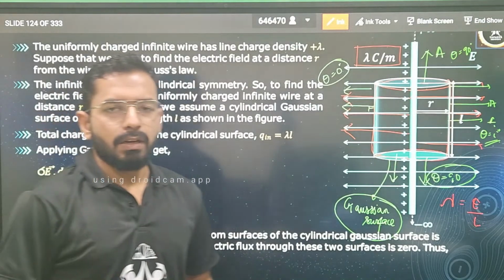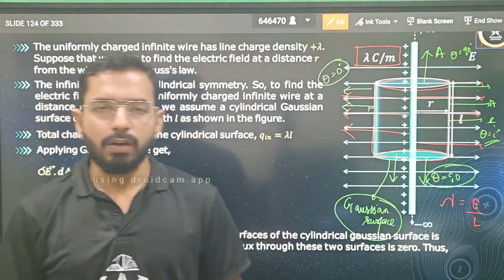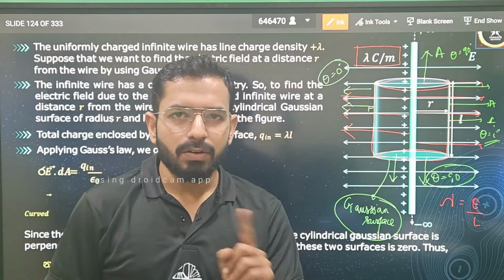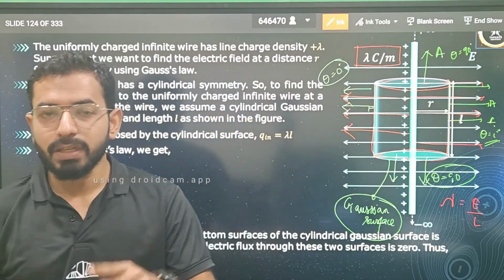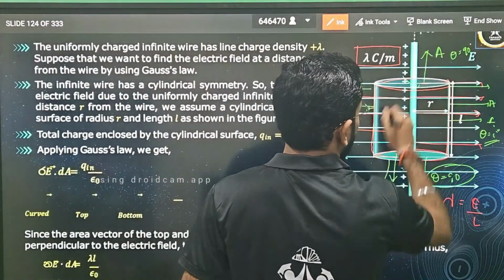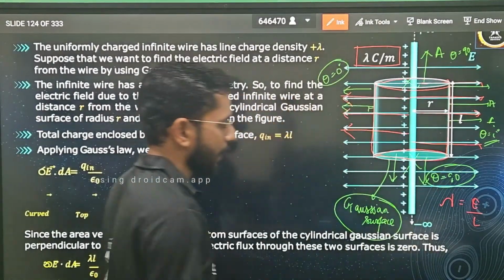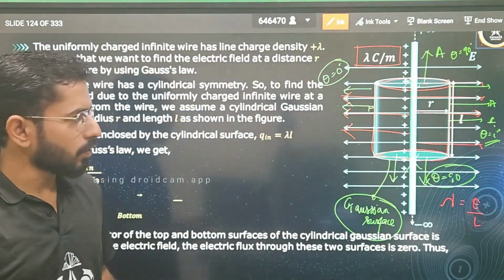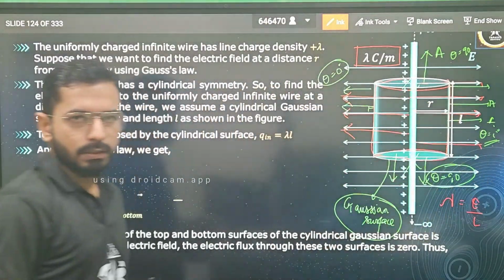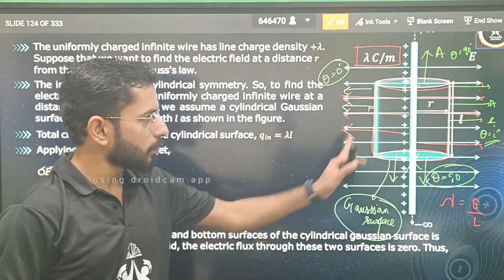And you remember that flux is what? E dot ds. That means a cos term is also coming due to the dot product. And if the angle theta is equal to 90 degrees, what is cos 90? Cos 90, students, is nothing but 0. That means there will be no contribution from the top and the bottom, correct? Because no flux is passing through them. That is the only contribution, and this will be cos 0, which is 1. This is the outline that we have understood from here.